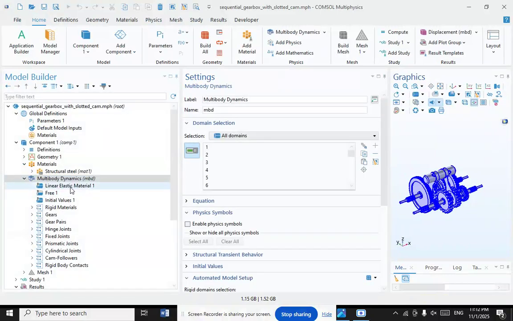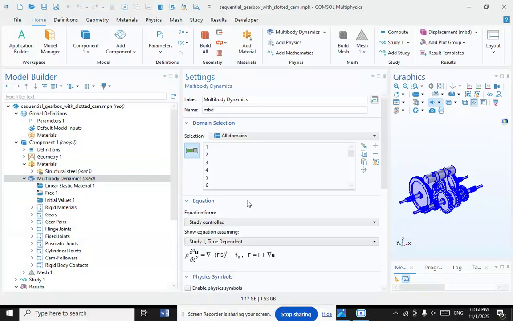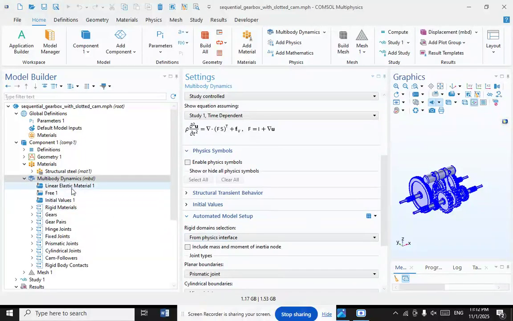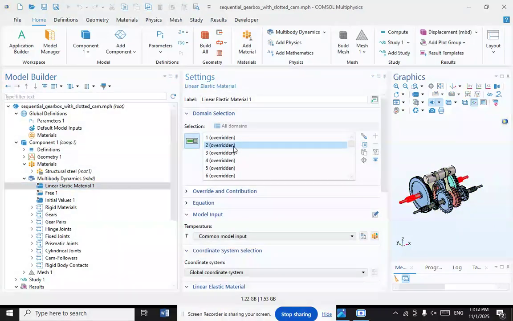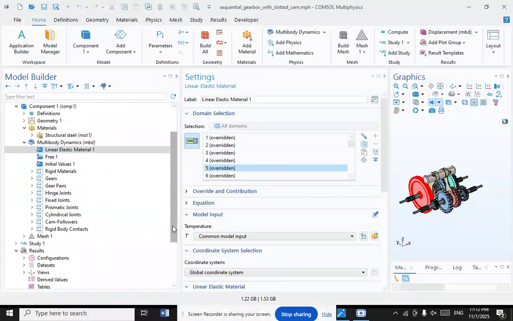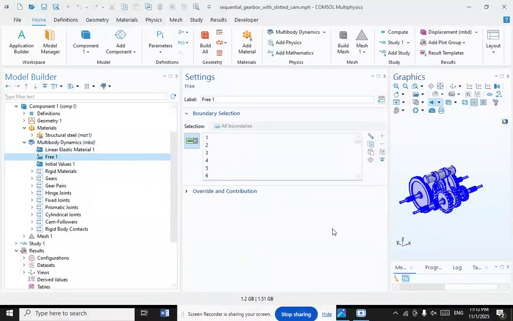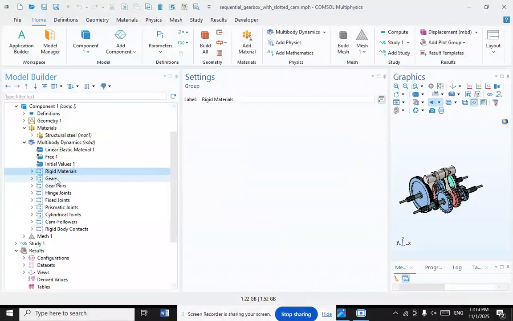And now you can see the multibody dynamics as a physical module, where I have used a linear elastic material, and you can see the equation for this time dependent study, and linear static material, where I have selected the specific body for linear static material and which parts are free. I mean that these gears are free, but the bar are not free. Initial values, rigid materials, gears, and so on.